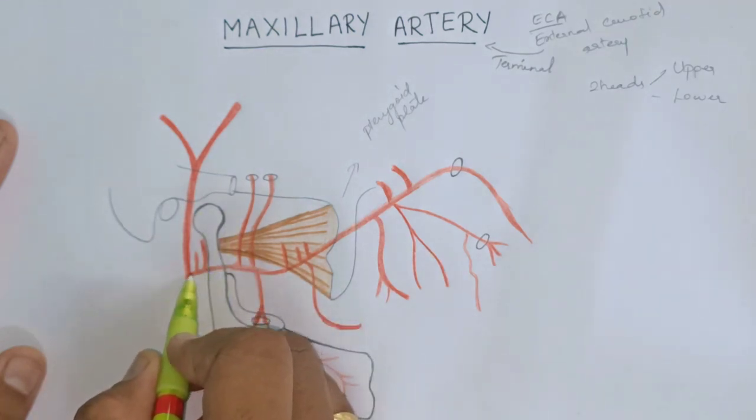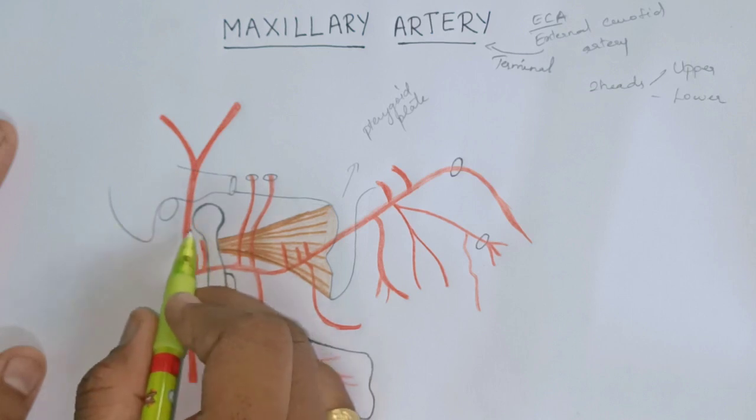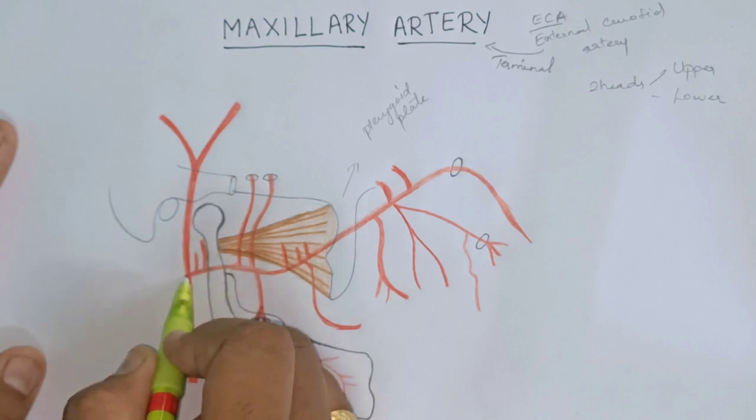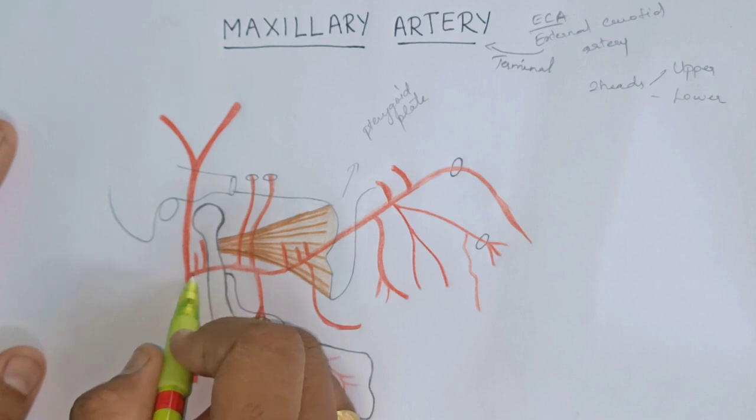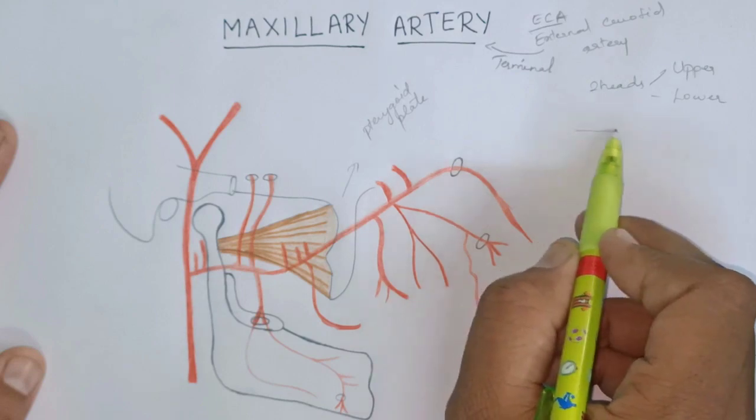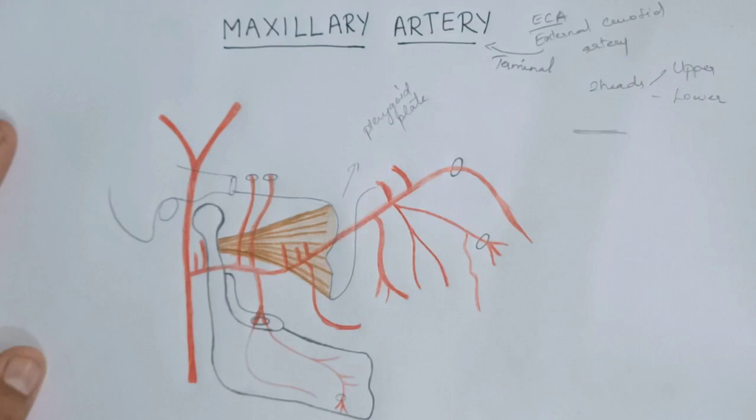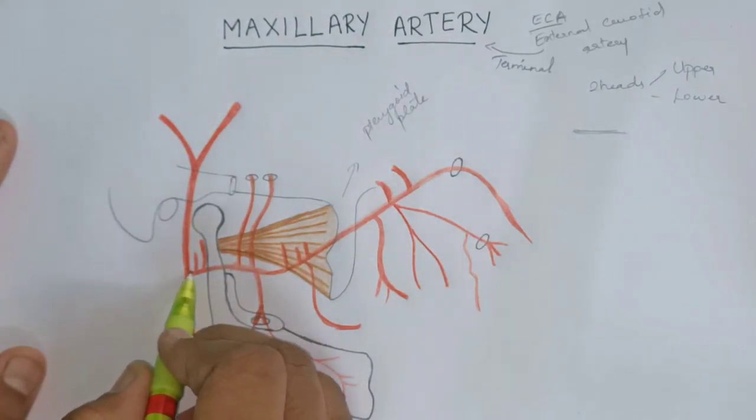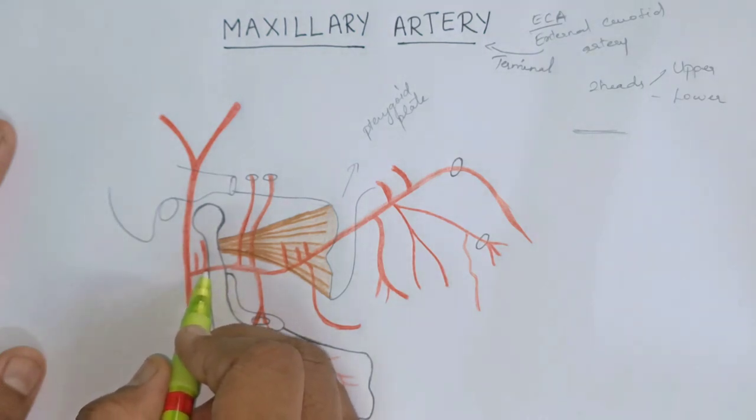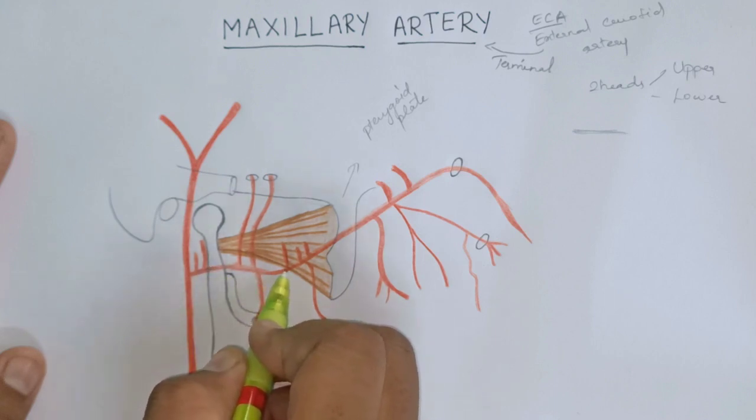But before that, let's see how it originates. This maxillary artery arises behind the neck of the mandible and runs forward horizontally. Horizontal means just parallel to the floor. So it arises behind the neck of the mandible and runs horizontally and forward, and reaches the lower border.